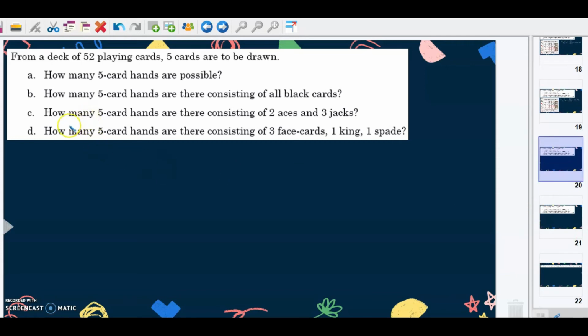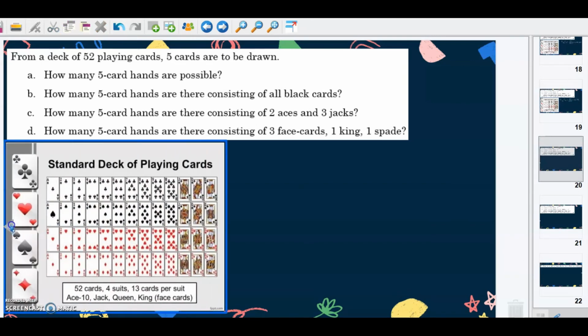So now let's go to the third item, which is letter C. The question is, how many 5-card hands are there consisting of 2 aces and 3 jacks? Again, this is the composition of our standard deck of 52 playing cards. For letter C, the 5 cards should be composed of 2 aces and 3 jacks. All in all, we have 4 aces: the ace of clubs, the ace of hearts, the ace of diamonds, and the ace of spades. So we have 4 aces.